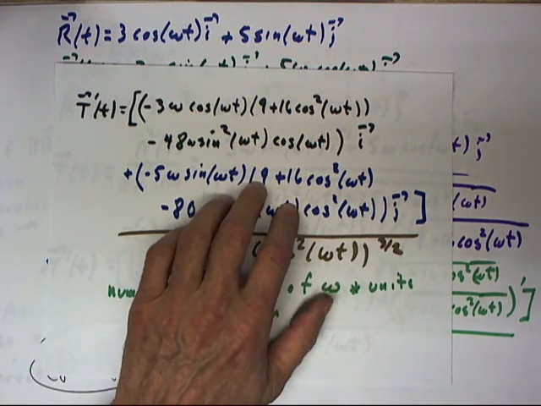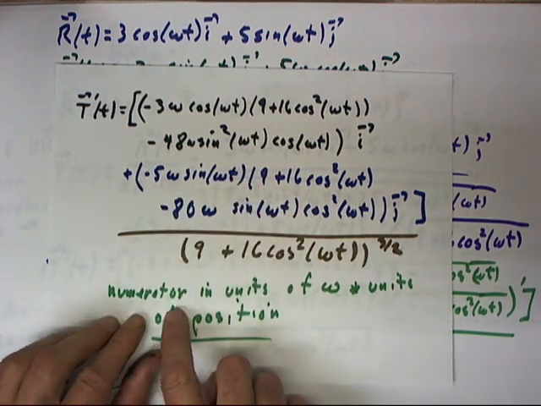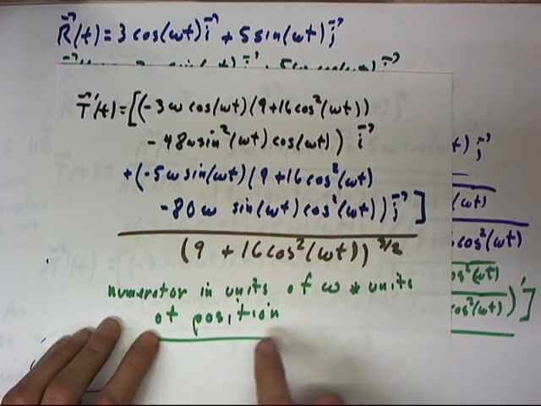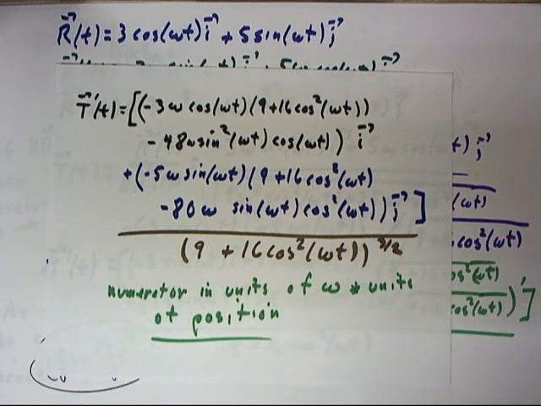I misspoke in the last clip, saying that the numerator was in units of omega times units of position, which wouldn't be good anyway. I did have a problem with that. And let's come back and make sure we understand where these units come from.